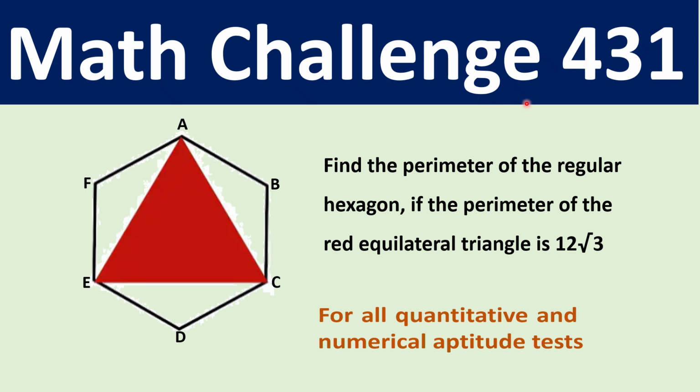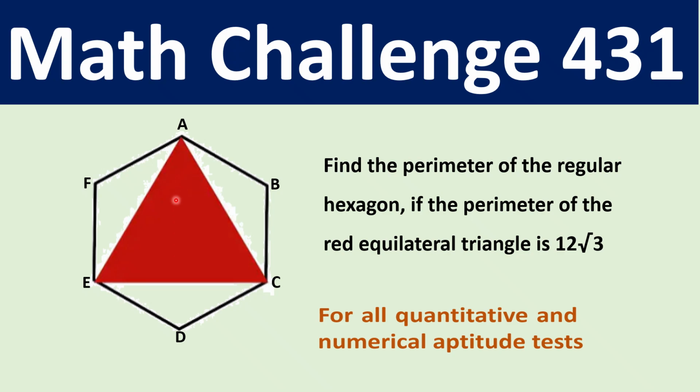In Math Challenge 431, we are given a hexagon and a triangle. We are given one hexagon and one triangle. Both are regular, meaning the hexagon is a regular hexagon and the triangle is an equilateral triangle. We have to find the perimeter of the hexagon if the perimeter of the red triangle is 12 root 3.